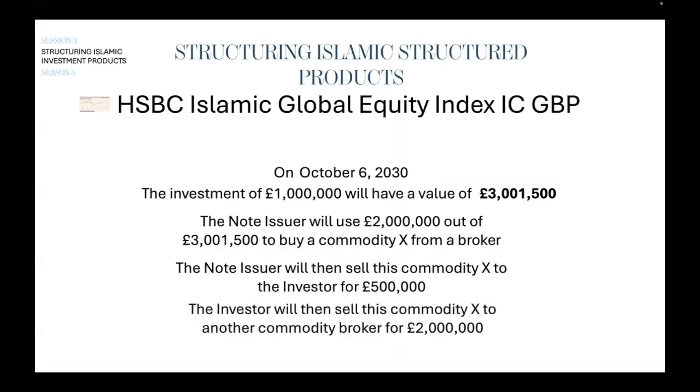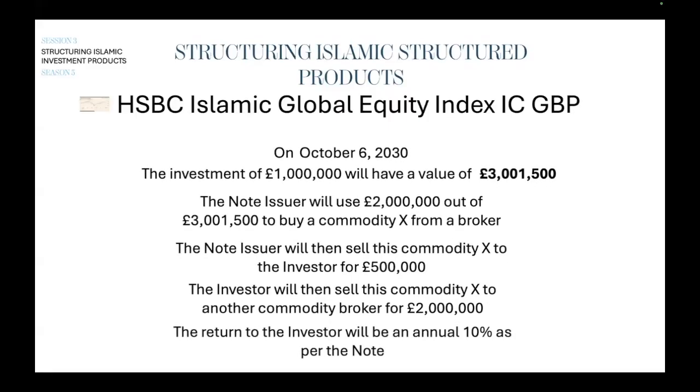This is this master murabaha agreement. I referred to that one. Pursuant to that one, these transactions would take place. Buying something for 2 million and selling it for 500. The investor will then sell this commodity X to another commodity broker for 2 million and would get a return which would be equivalent to 10% annual. So the objective has been achieved. Okay. Well, there is capital protection. And of course, 10% performance. This has been achieved by the investor. And whatever was beyond that one, that was kept by the note issuer.